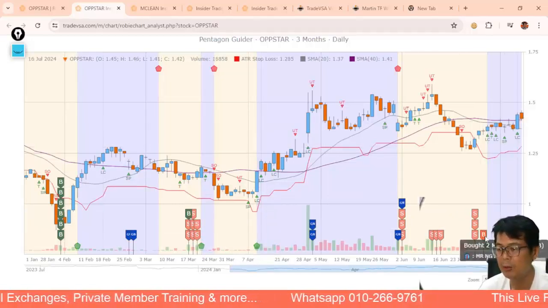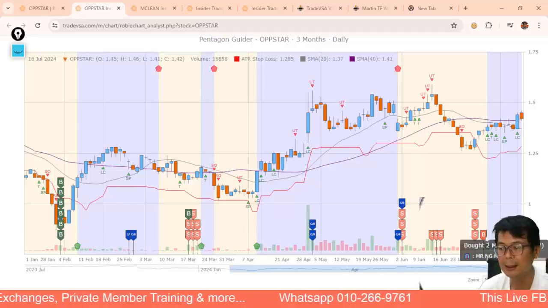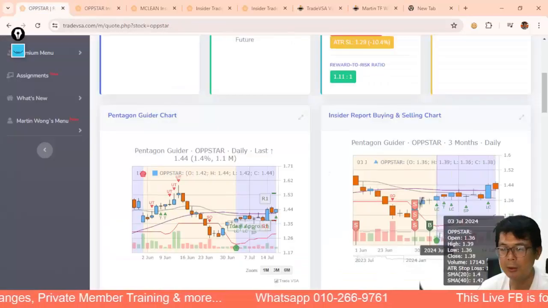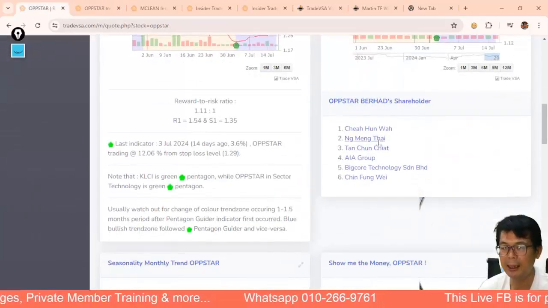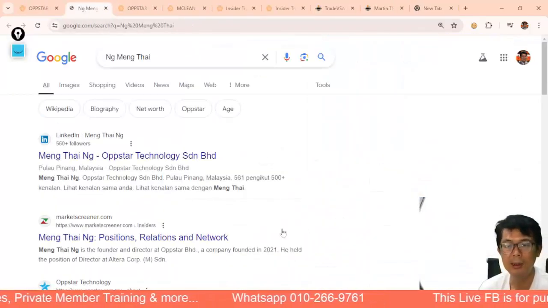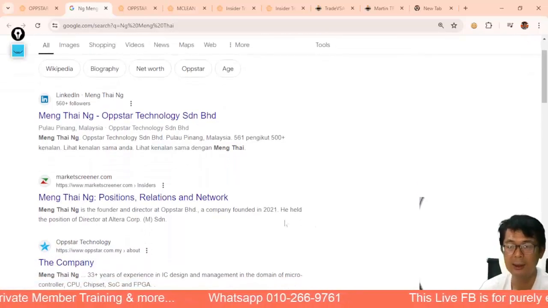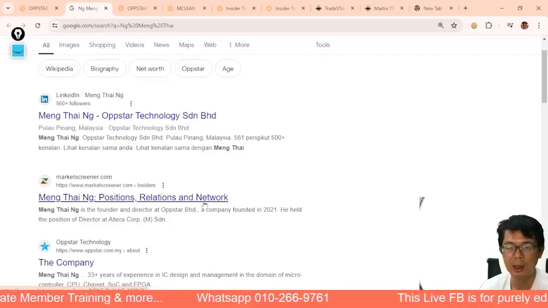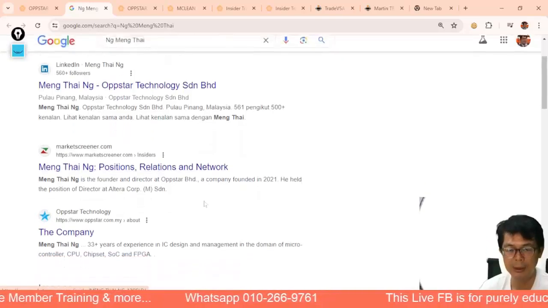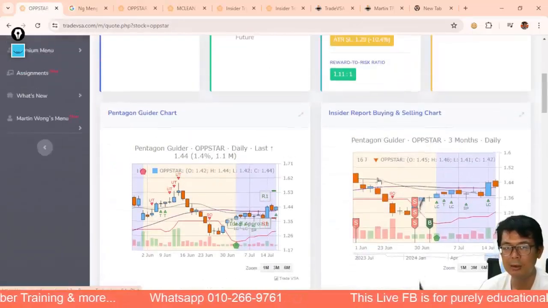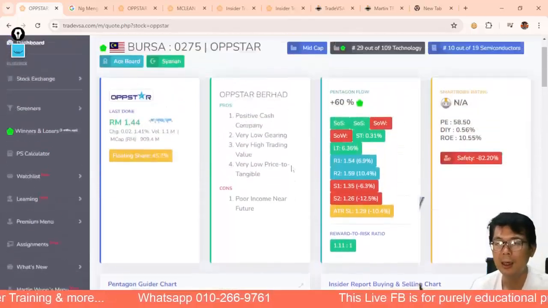So at this point, there was only one buying, Mr. Ng Meng Tai. And what you want to do is, if you check Mr. Ng Meng Tai, click on that one. That will tell you who is the owner or the founder. Okay, he held a position at Altera Corporation. All right, so 33 years in IC design and microcontroller chipset.